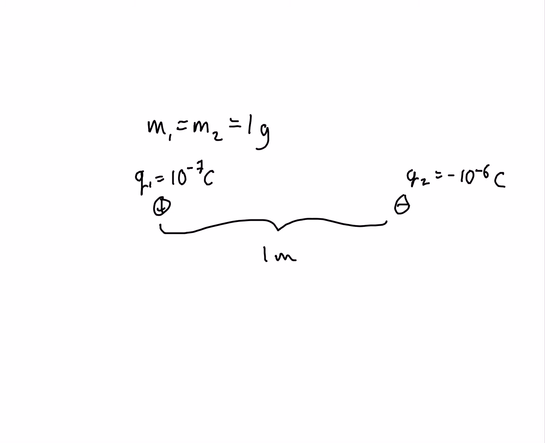Let's give them each a mass of 1 gram, and let's ask the question, how fast would they be going? What would be V final once they have fallen toward each other and now have a separation of, let's say, 0.1 meters. So we'll call that D final.